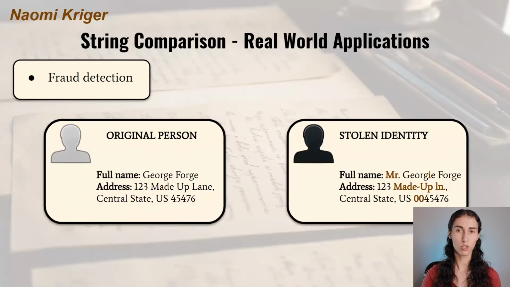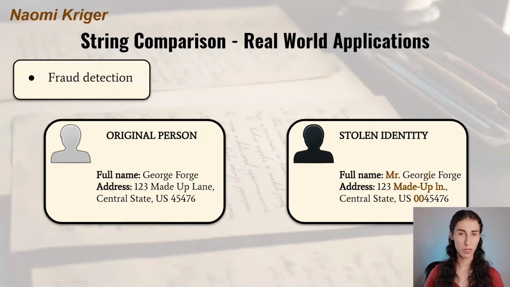So let's look at George Forge. George is a legitimate person whose identity has been stolen and is now being used by a fraudster. The fraudster wants to open an account in our service by using the info of George. Now, as you can see, the fraudster decided to tweak a few minor details when opening the account.